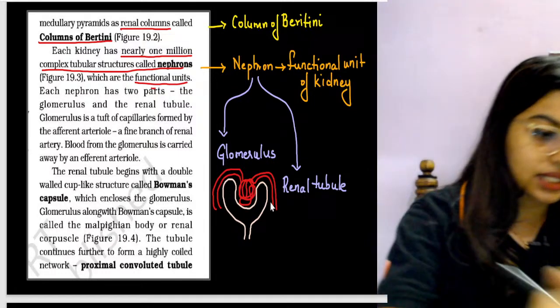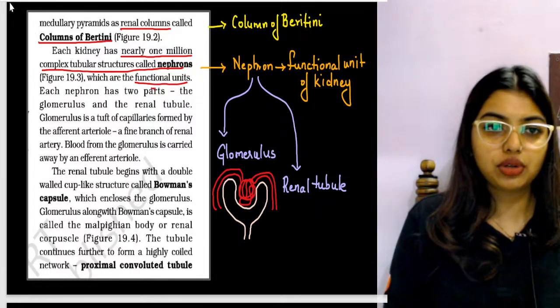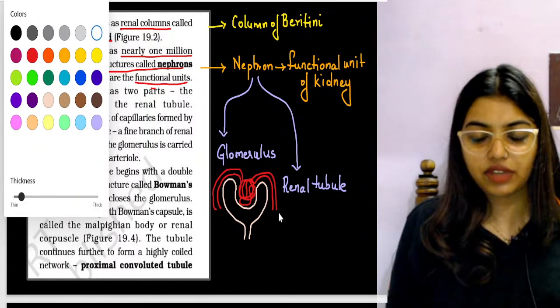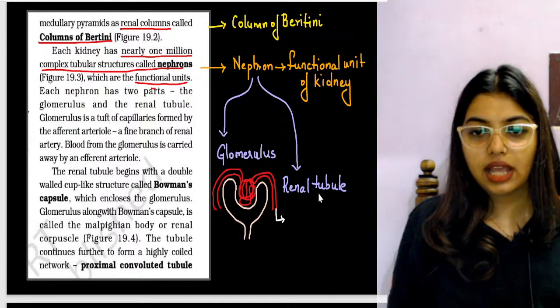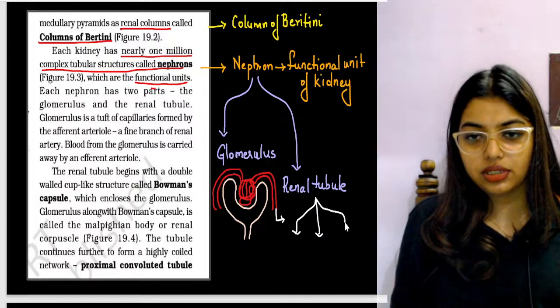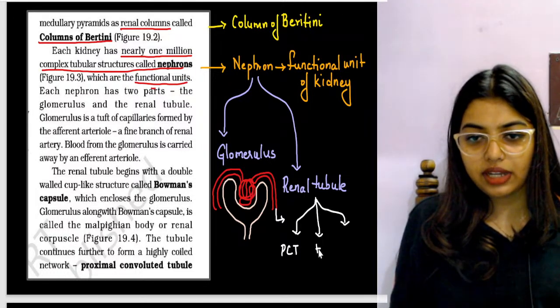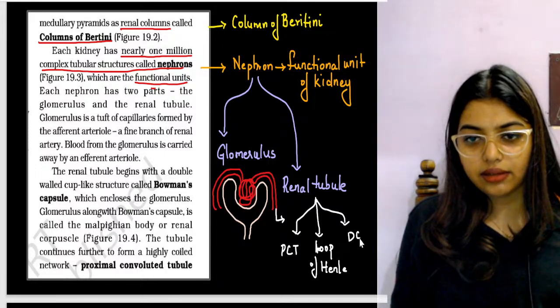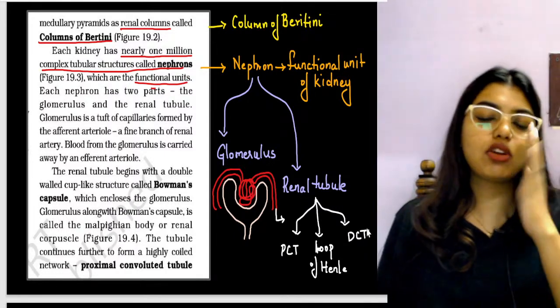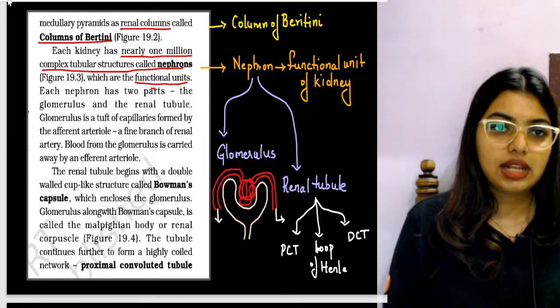Okay, yes, understood. See, that is the glomerulus. That is this network of capillaries. A network of capillaries is called your glomerulus. And students, the renal tubule has three portions: PCT, loop of Henle, and DCT, that is, proximal convoluted tubule, loop of Henle, and distal convoluted tubule. This is a network of capillaries. Understood? Now let's read further.